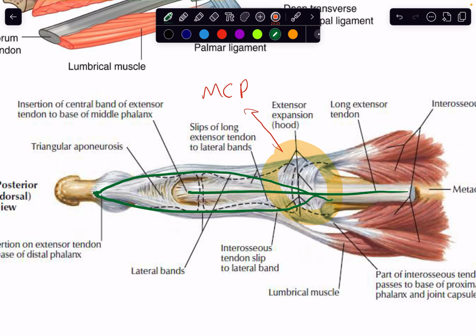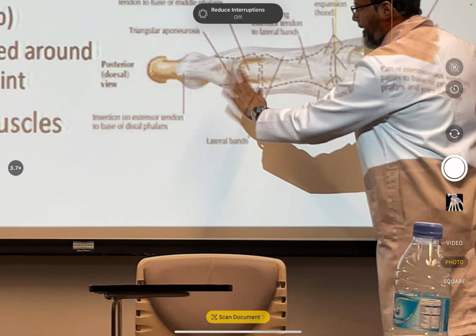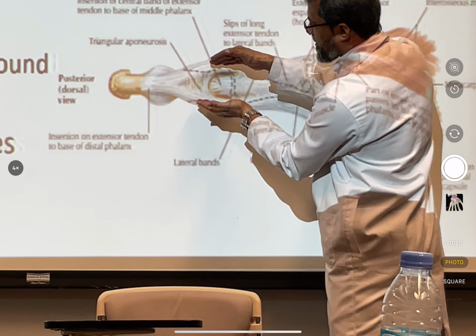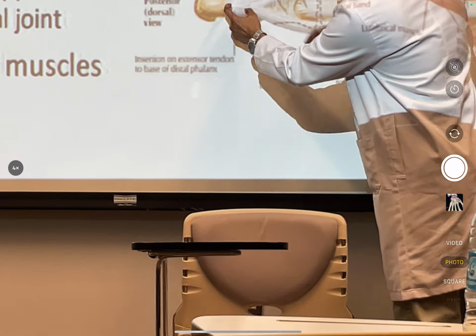Right? So it is like this. This is the middle one, and these 2 are the lateral. This middle one is inserting here to the base of the middle phalanx, right? But the 2 lateral ones, they go on the side of the middle phalanx, have some attachment to the middle phalanx, but ultimately they unite and form a single insertion to the distal phalanx, right?